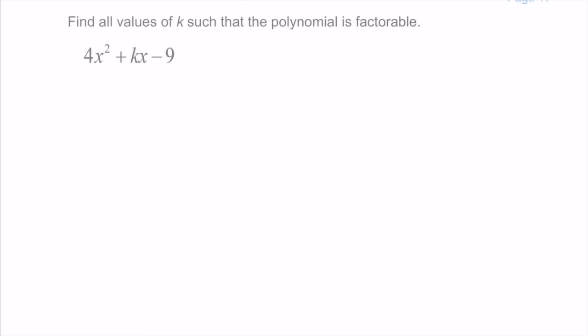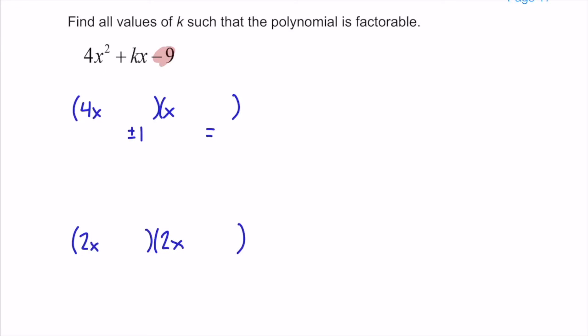Okay, so now give this one a try. Same problem, but now the 9 is negative. So I know I need to have opposite signs. So again, I know I'm going to have 4x and x, or 2x and 2x. Now in order to multiply to make 9, I know I've got 1 and 9, or 9 and 1, or 3 and 3, which I don't have to consider both orders.